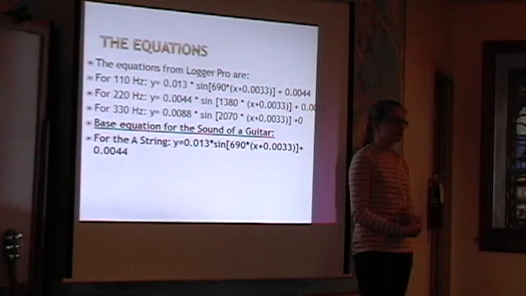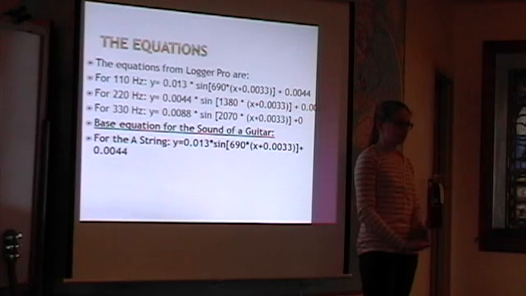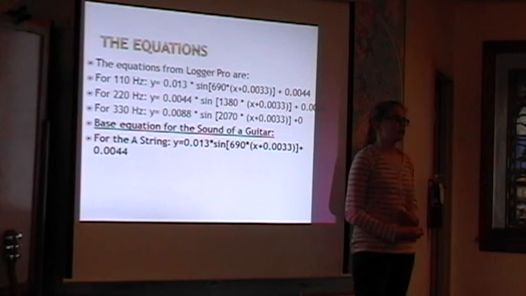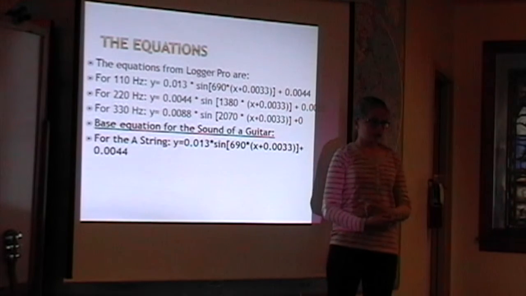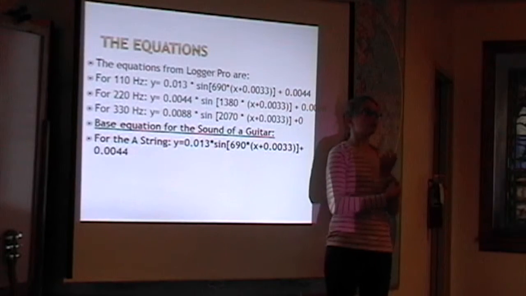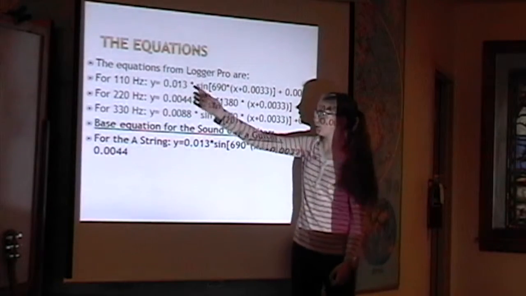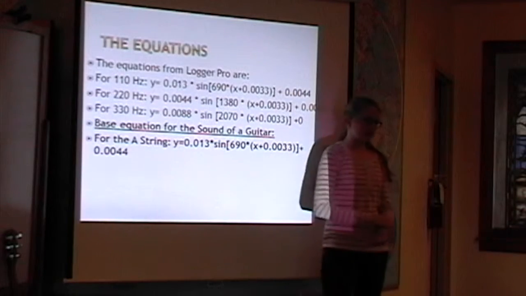So I assume that the 110, 220, 330 was like a higher A and a higher A. Is that not right? Yes, those are the amplitudes in the volume, but the actual A value in the equation is going to be different.